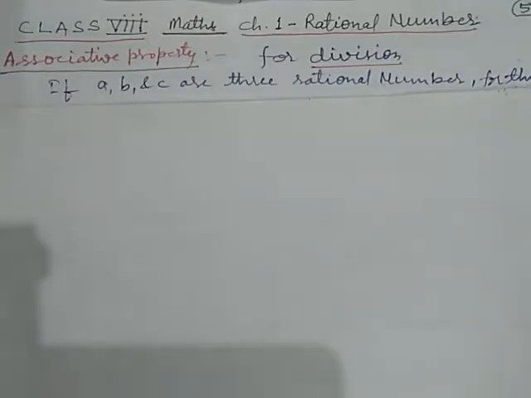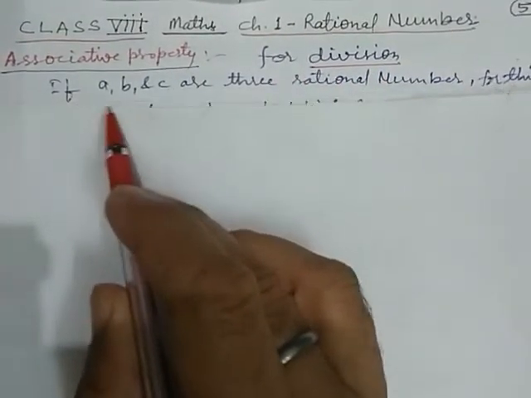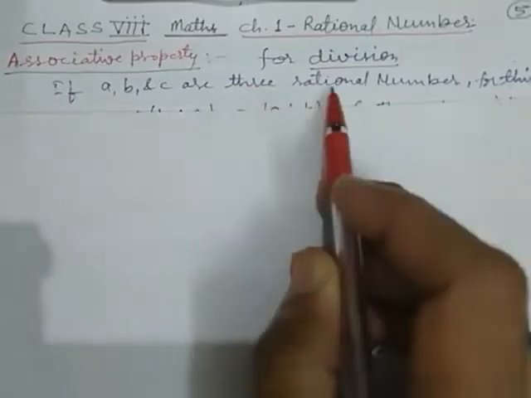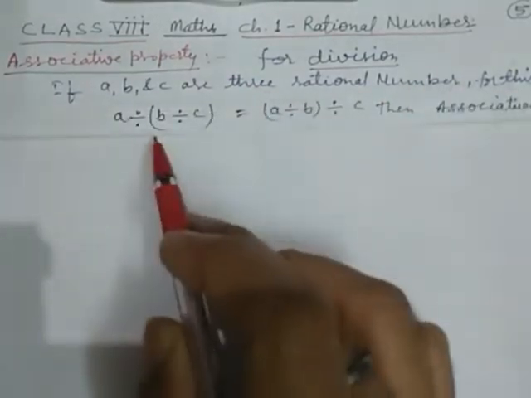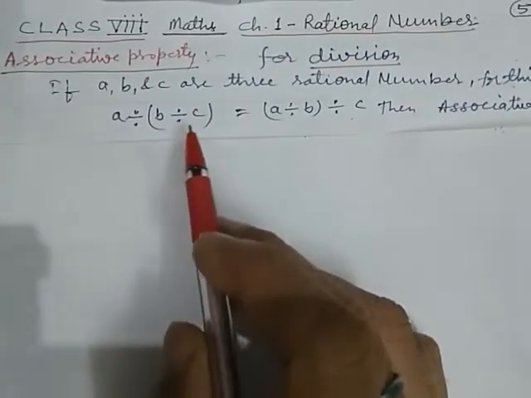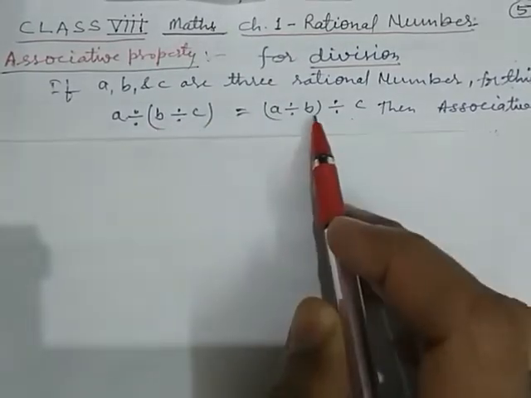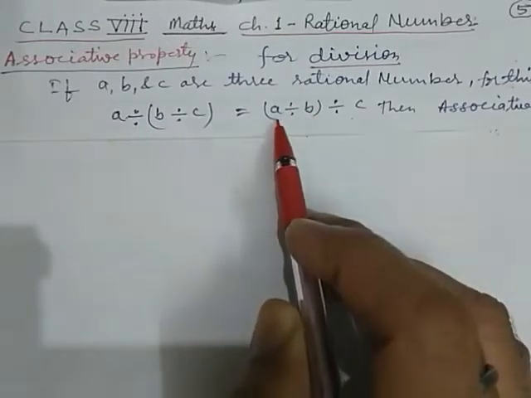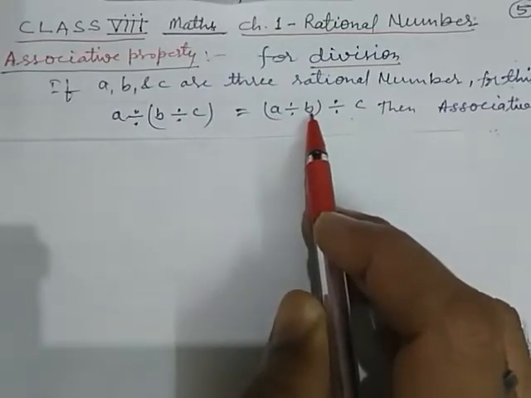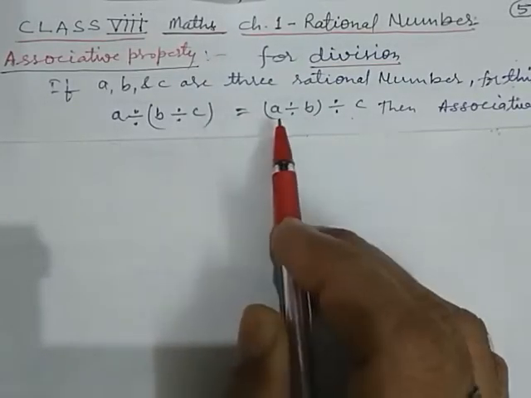Today we are continuing our first chapter, rational numbers. In this we are discussing the associative property for division. If A, B and C are three rational numbers, for A ÷ B ÷ C, first we associate B and C on the left hand side, and on the right hand side first we associate A and B, and check whether the values of both sides are equal or not.